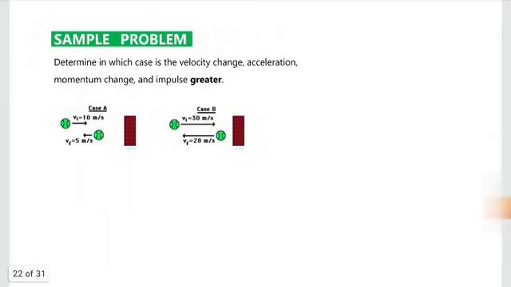Okay, let's have some sample problems. So let's remember the formula: F change in t equals m change in velocity. Impulse is equal to momentum change.